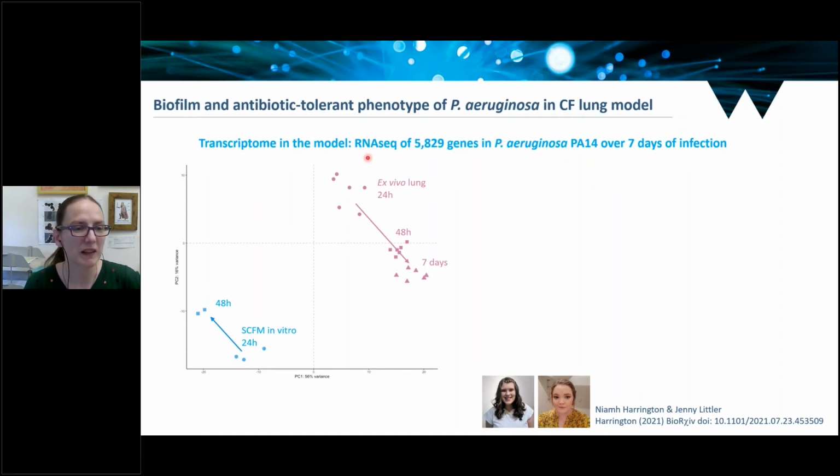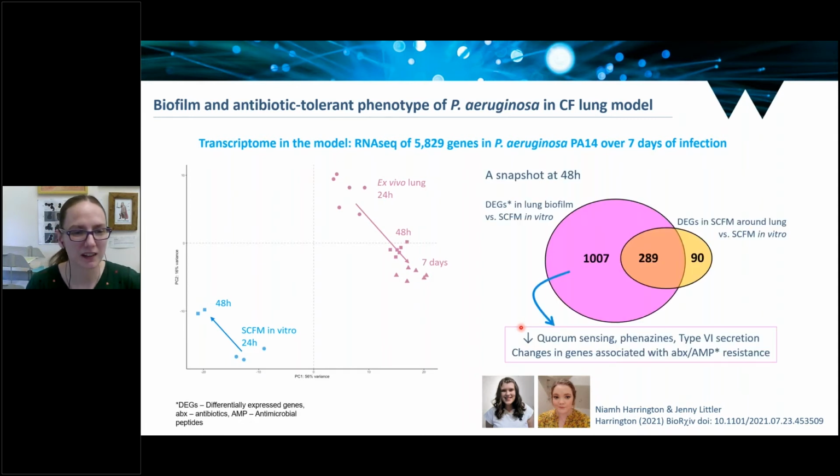And you can see on this PCA plot that the populations from the lung-grown biofilm in pink had a very different transcriptome from the same bacterium grown in vitro in the synthetic CF mucus. And the thing I thought was really cool about this experiment was that if we look over time, the dynamics of how that transcriptome changes over days of infection in the lung has a completely different trajectory from how the transcriptome changes over time in a test tube. So we're getting an environment where the bacteria are doing something very, very different from what they would do in a test tube.